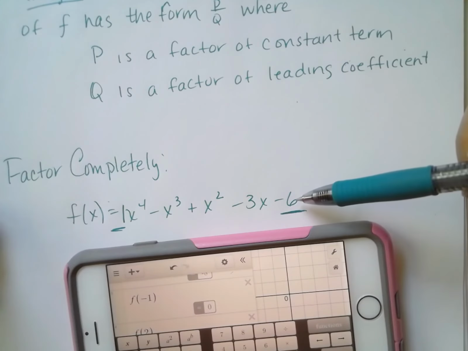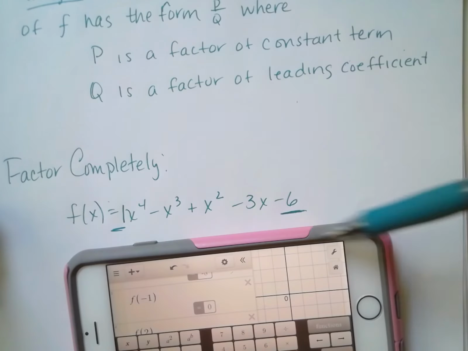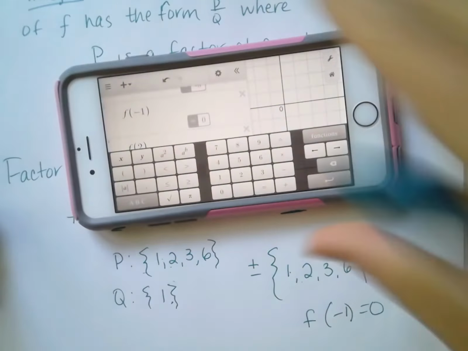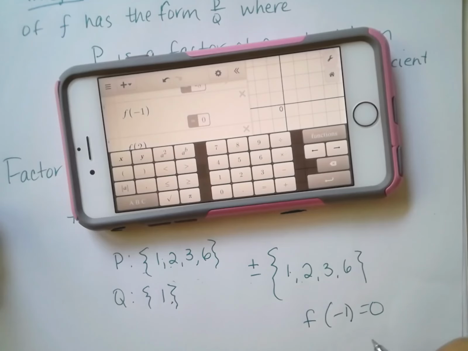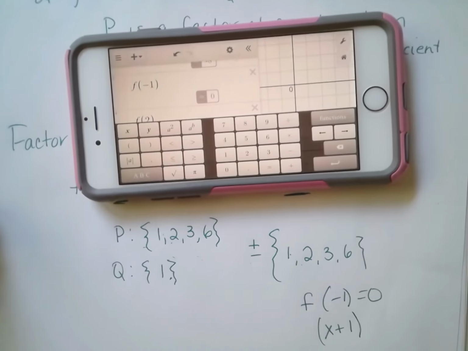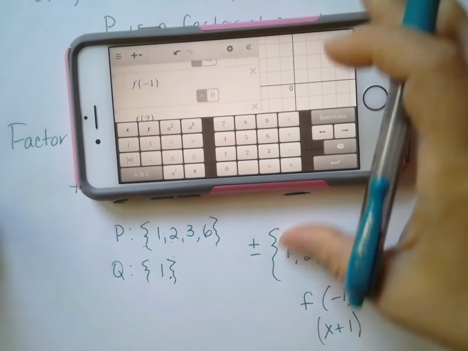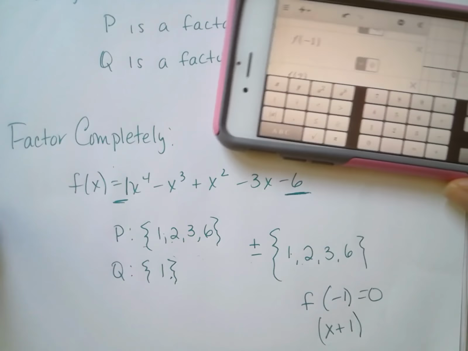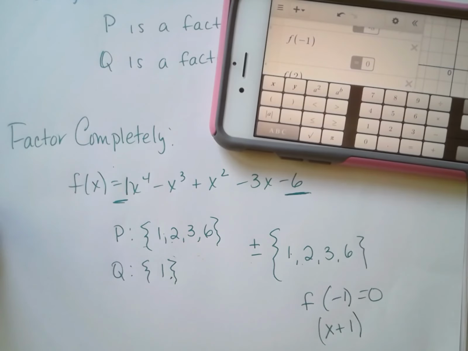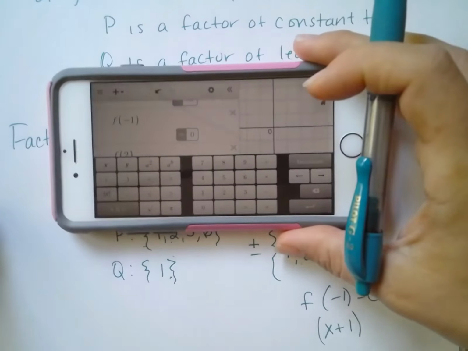So every time I divide by a linear factor, this f of negative 1 tells me that x plus 1 is one of my factors, and so I can use that to divide into it. This has a degree of 1, so if I have a degree 4 and I divide it by a degree 1, then what I'm going to get left is an x cubed.